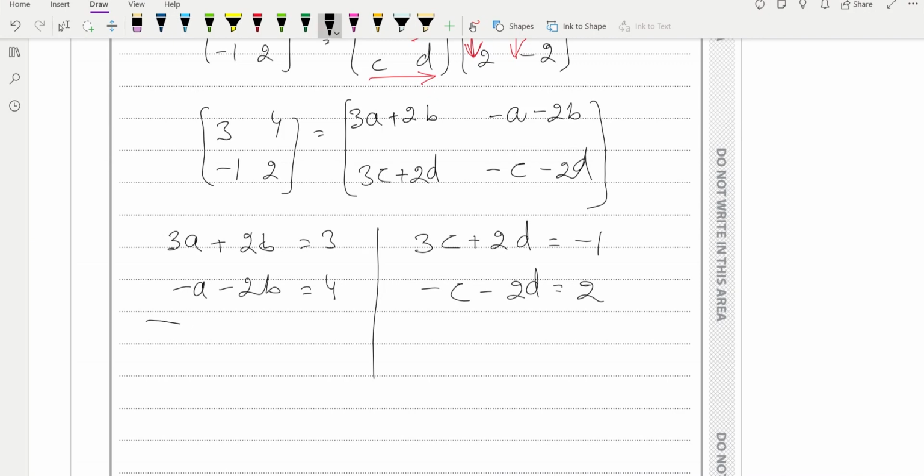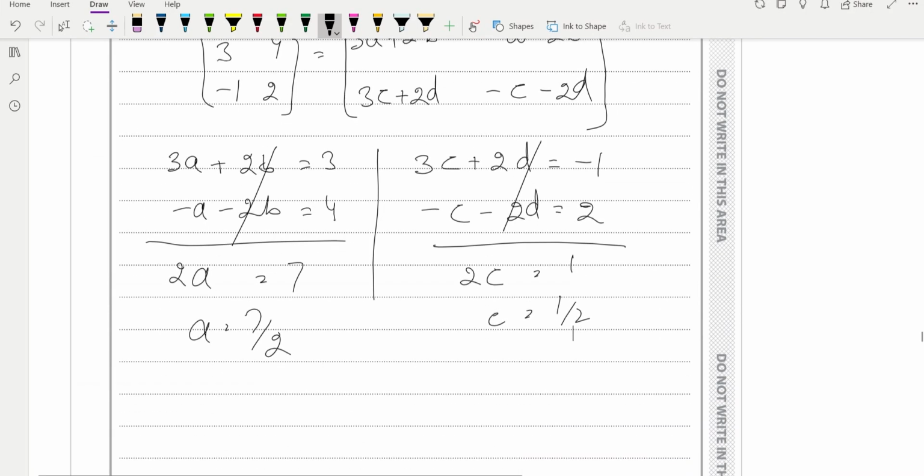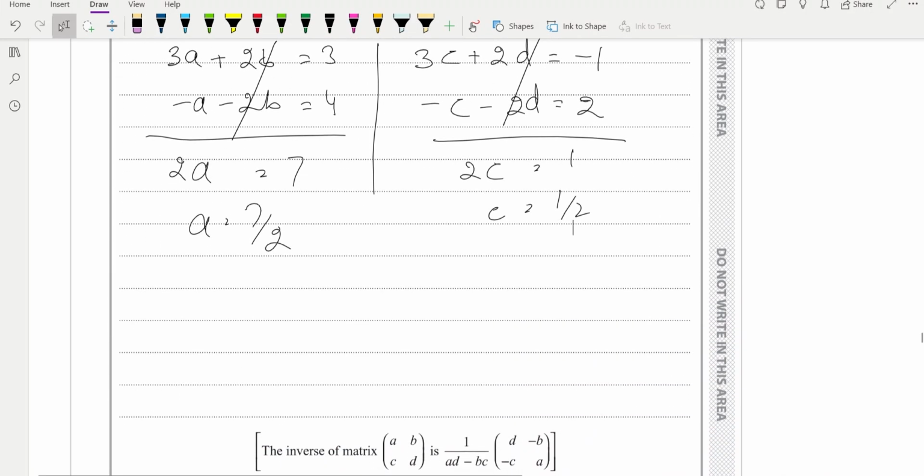Now we can solve these simultaneous equations. So adding, this will be gone and this will be gone, so 2a is equal to 7, so a is equal to 7 by 2. So this is the a value, and the c value we can find: 2c is equal to 1, so c is equal to 1 by 2. Now from these two values we can find the b and d values.